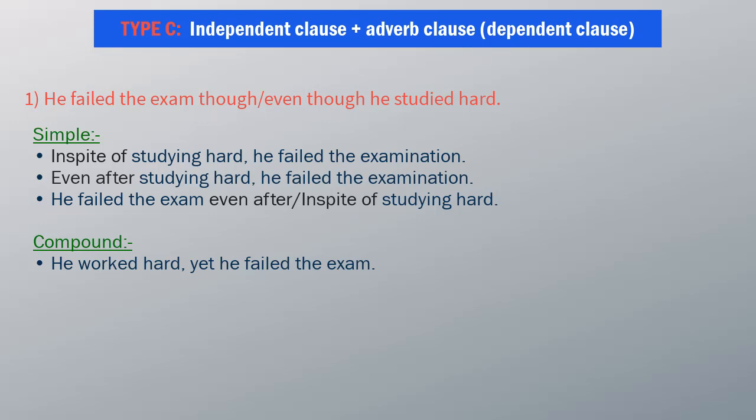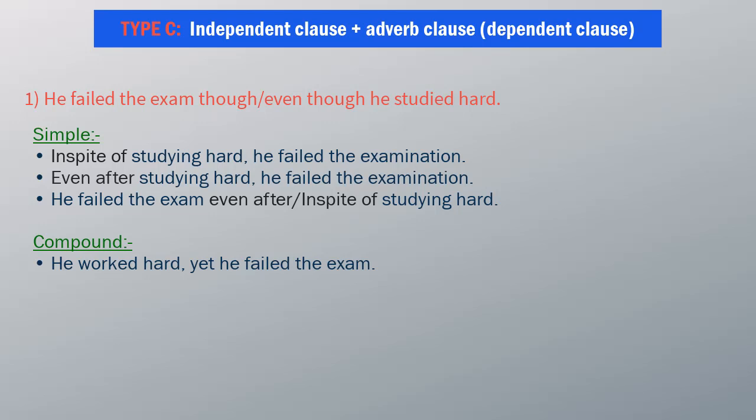All we did is we changed the dependent clause into a modifying phrase using in spite of or even after. And if you guys notice, we changed the form of the verb too. We're using a gerund here. In spite of studying hard, not studied. In spite of studying hard, even after studying hard. Okay. We can take the modifying phrase at the end of the sentence too. He failed the exam even after studying hard or in spite of studying hard.